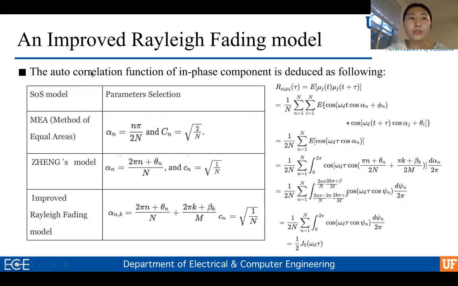So paper two proposed an improved Rayleigh fading model. How did it achieve this goal? In this paper, the SoS models are the MEA model, Zheng's model, and our improved Rayleigh fading model. By different parameter selection, we can see that alpha n and Cn show a little bit of difference here, but it has a great impact on the final simulation. We can see alpha n and Cn finally in our improved Rayleigh fading model like this. The autocorrelation function of the in-phase component is deduced as follows, and the other equation can be carried out just like this.